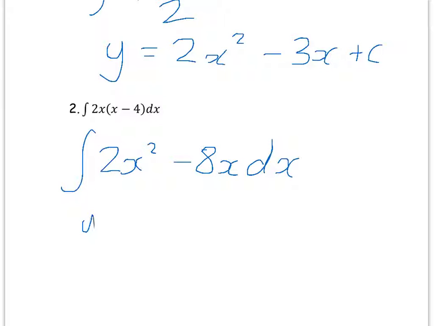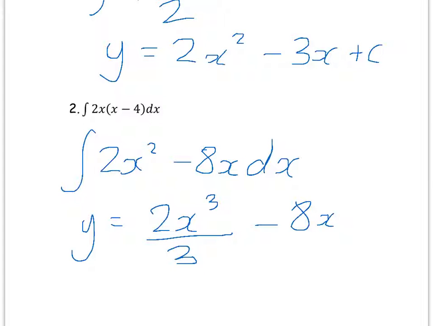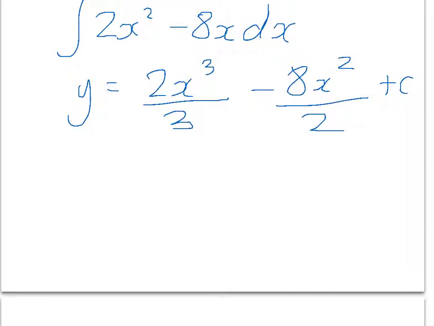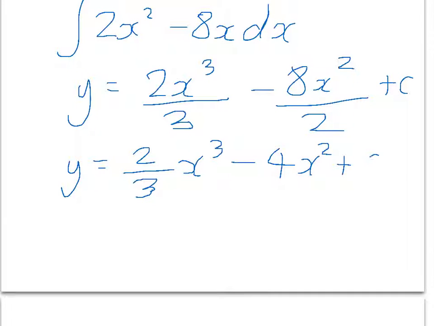So, remember, we add 1 to the power. So, 2 add 1 is 3. And we divide by our new power. Second one, x, we add 1 to the power, so that becomes 2. And divide by that new power. Now let's just tidy this up a bit. Can't really do anything to the first part of it. But 8 divided by 2 is 4, so 4x squared plus c.